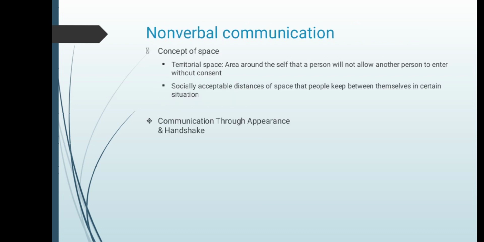Then about nonverbal communication. The concept of space, territorial space, is the area around the self that a person will not allow another person to enter without consent. There are socially acceptable distances of space that people keep between themselves in certain situations. Communication through appearance and handshake.